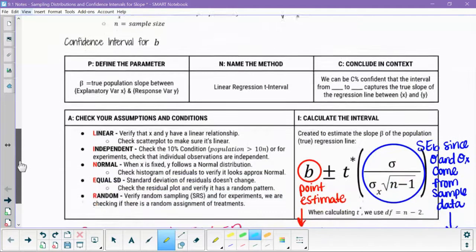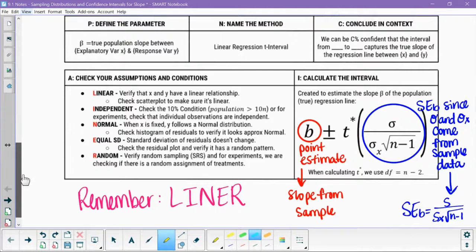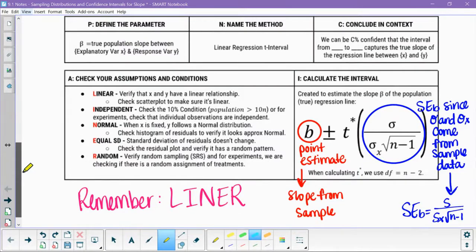So, confidence intervals. We have done these before, and we have done PANIC. Anytime we have encountered a confidence interval, we've gone through the steps of PANIC: define the parameter, check your assumptions and conditions, name the method, calculate the interval, conclude in context. I kind of put these a little bit out of order because there's some things that we're familiar with, some things that change a little bit for linear regression models. So our parameter does change. It's not mu, it's not p, it is beta, and it's going to be the true population slope between explanatory variable x and response variable y.